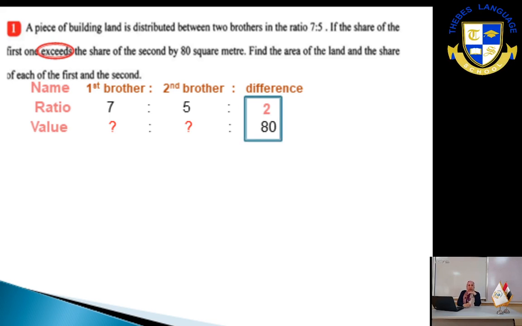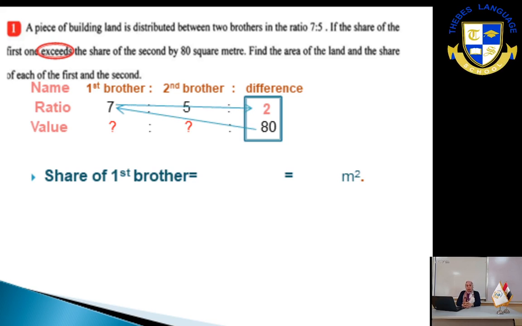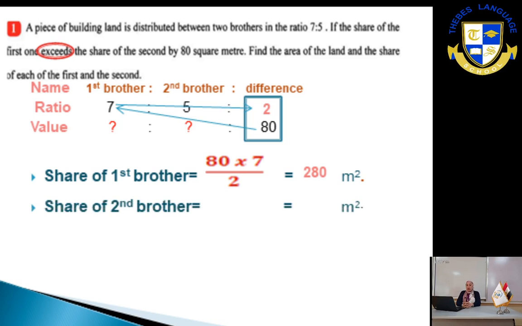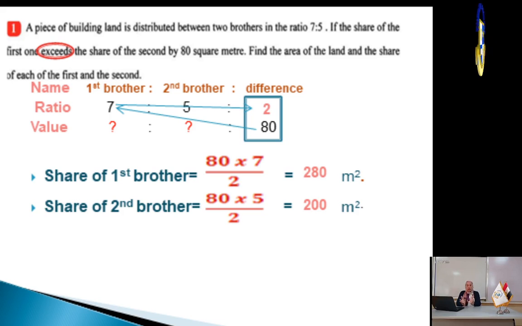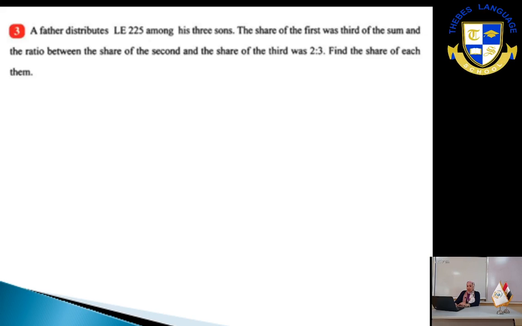We should start solving our first example. Share of first brother will be 80 multiplied by 7 divided by 2 equals 280 square meters. Share of second brother equals 80 multiplied by 5 divided by 2 equals 200 square meters. But we want the whole area, so we will add them. Area of land equals share of first brother plus share of second brother, which means 280 plus 200 equals 480 square meters. Let's go to our next slide.